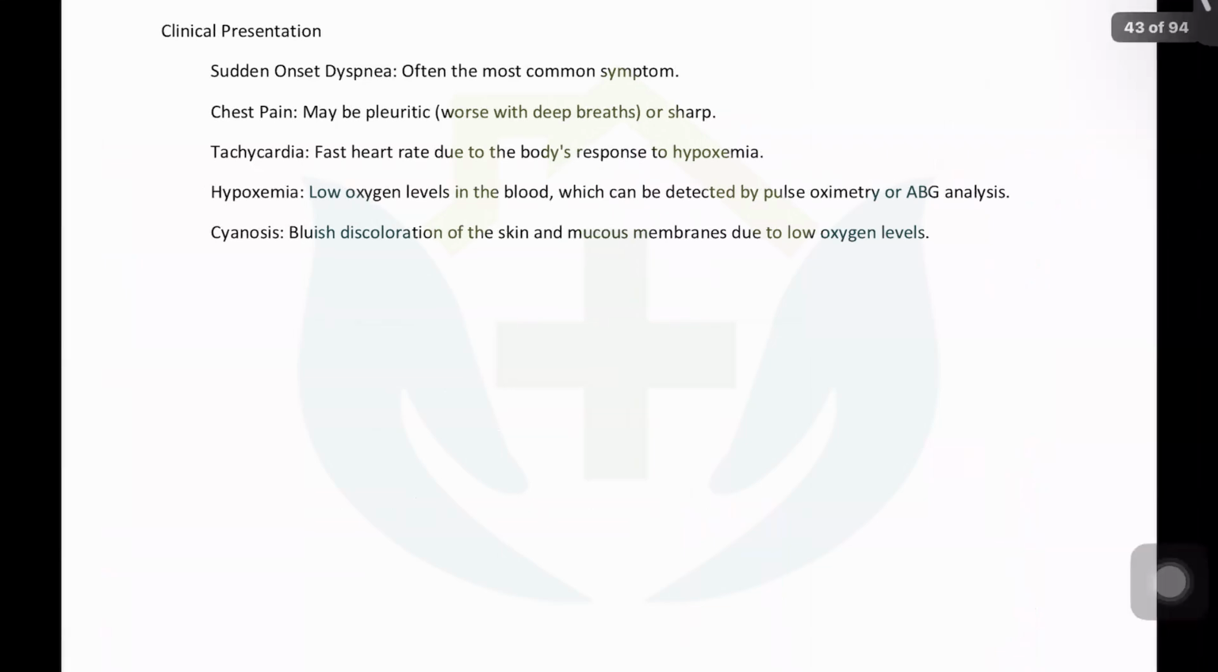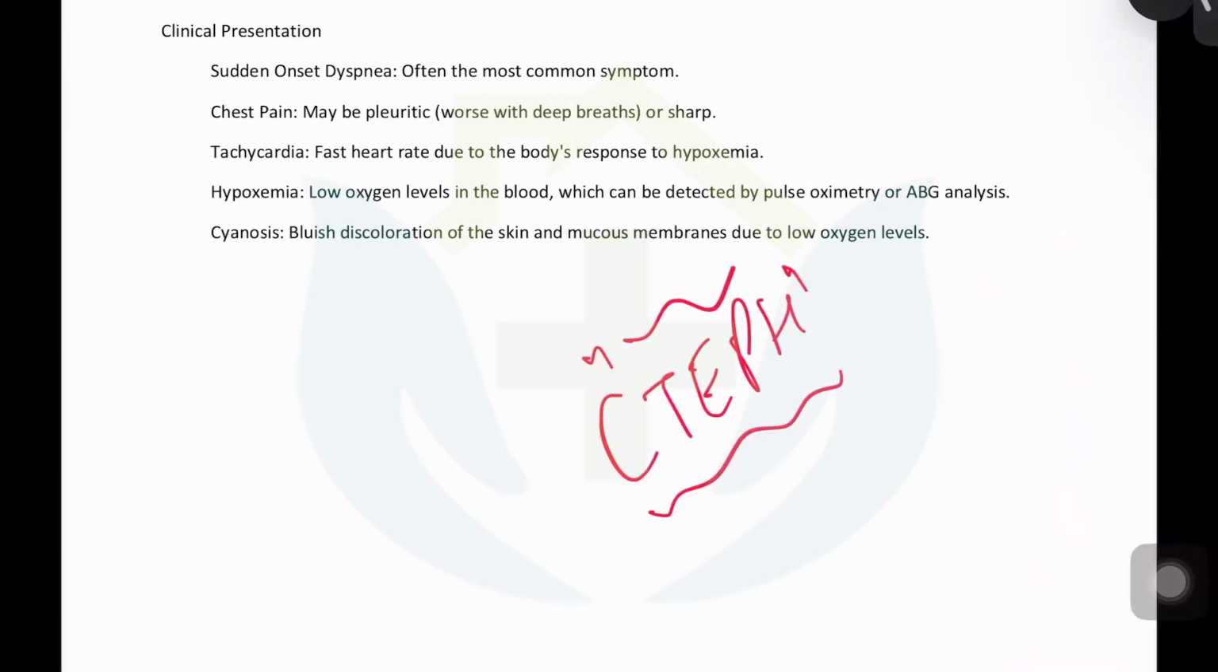The history should be acute. It should be sudden onset dyspnea to call it pulmonary embolism, acute pulmonary embolism. Otherwise, there is a condition known as CTEPH. Anybody? What is CTEPH? So, it is chronic thromboembolism related pulmonary hypertension.